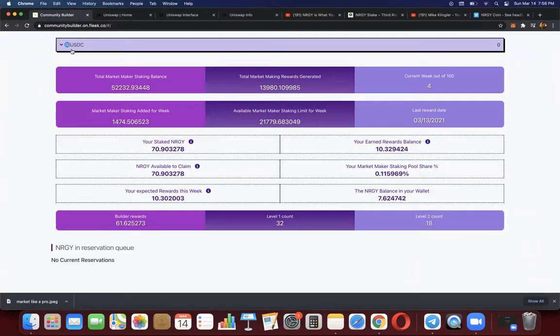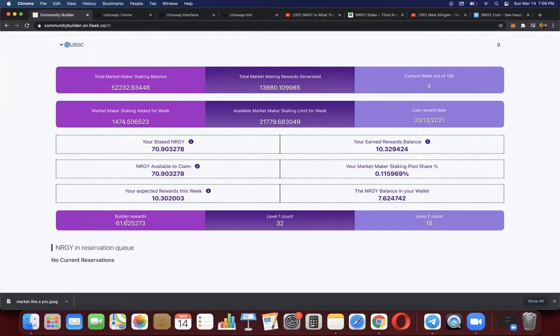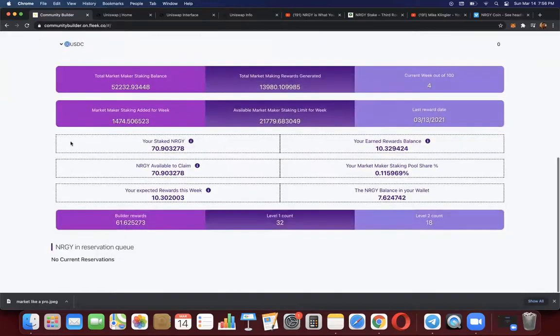But to launch all this and get it off the ground, they're rewarding people, community builders, they call them. So I've earned 61 NRGY as a community builder in just 4 days, and NRGY is priced at almost $500. So you can do the math on that, right?